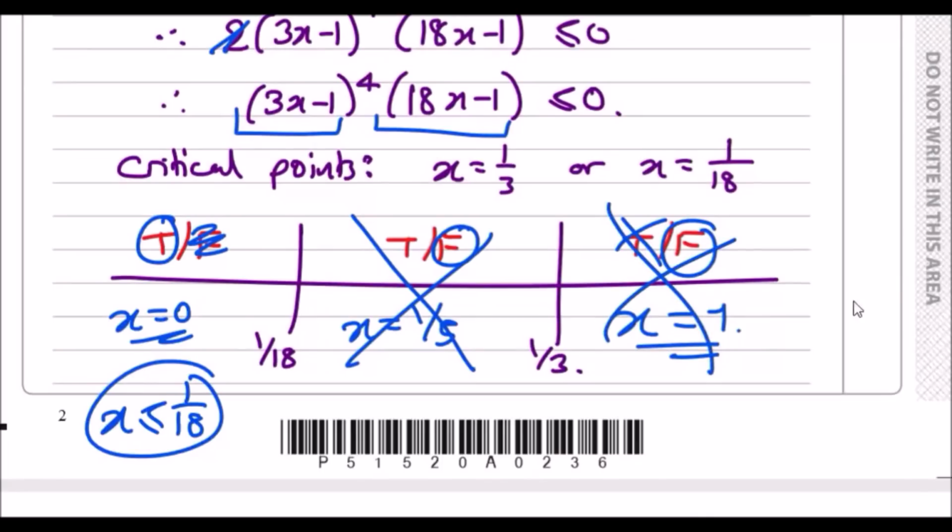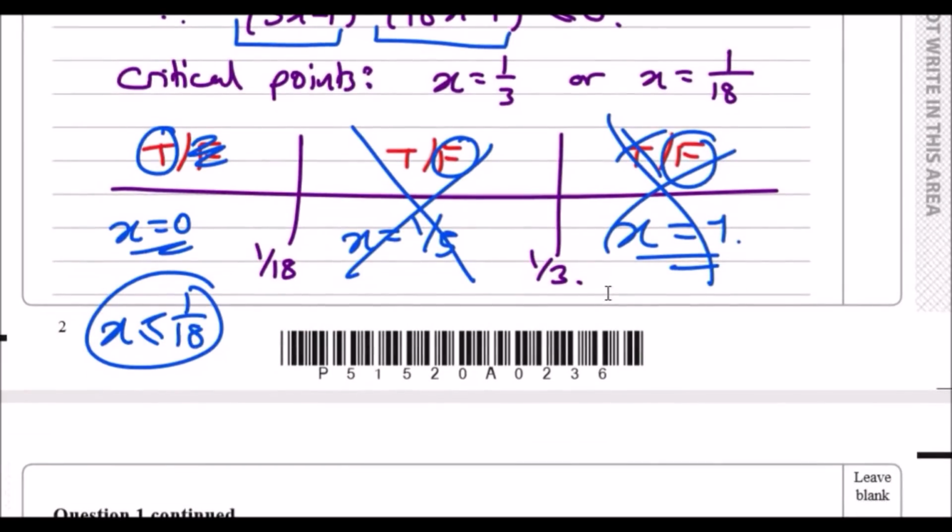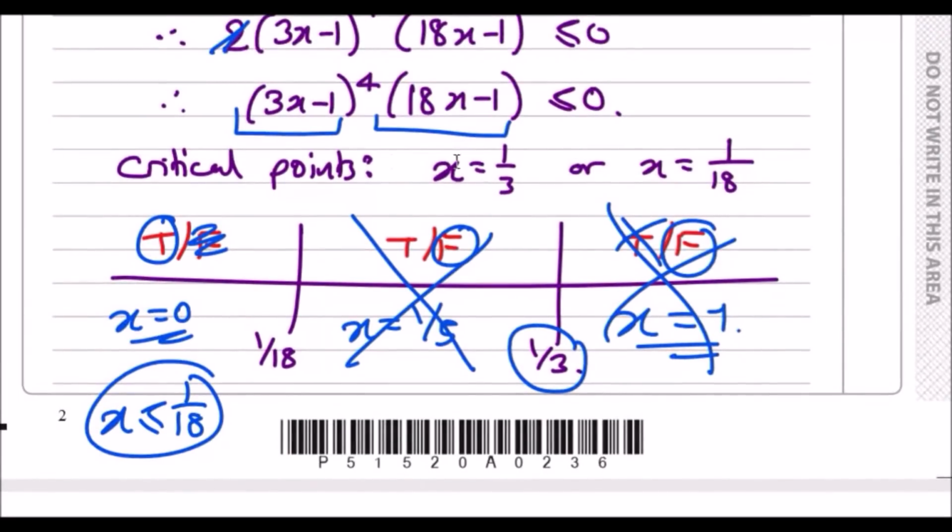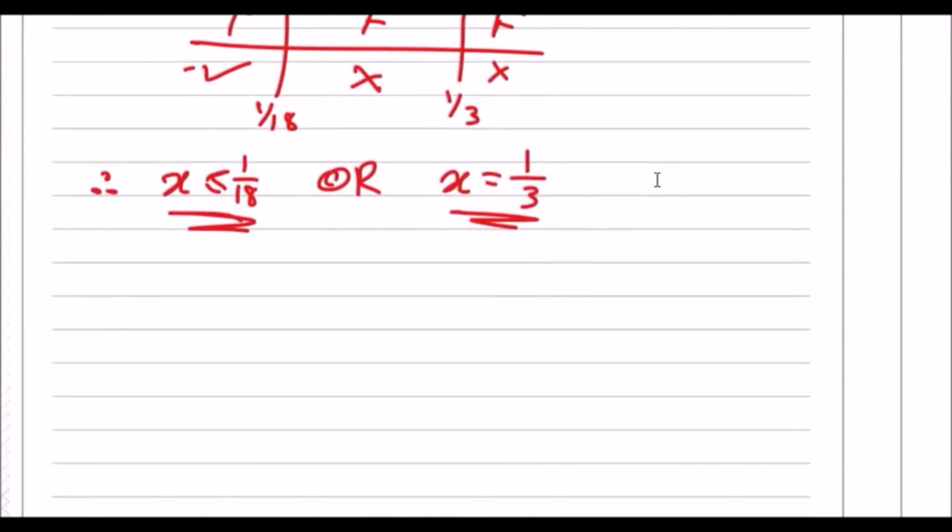So that means there are no x values valid that are bigger than 1/3 that will give you a solution less than or equal to 0. So that means the only possible solutions would be when x is less than or equal to 1/18, or when x is exactly equal to 1/3. Because remember, these are valid solutions too. So we say that these are the valid pairs. So x is less than or equal to 1/18, or exactly 1/3.